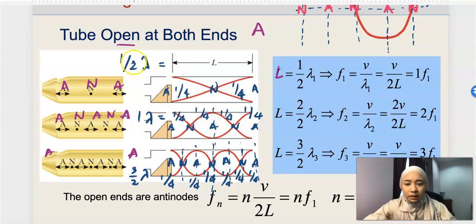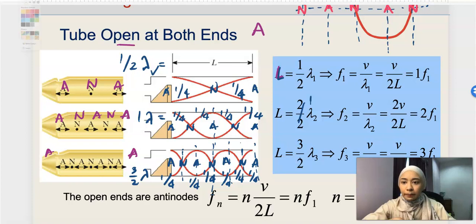Okay, so now that we know how to calculate your lambda, where NA is equal to 1 over 4 or AN is equal to 1 over 4 of a lambda, let's look at the equation. So here they said, okay, L equals 1 over 2, which is correct. We found that out as well. And L is 2 over 2, which is just 1. And then L is 3 over 2. Also correct.